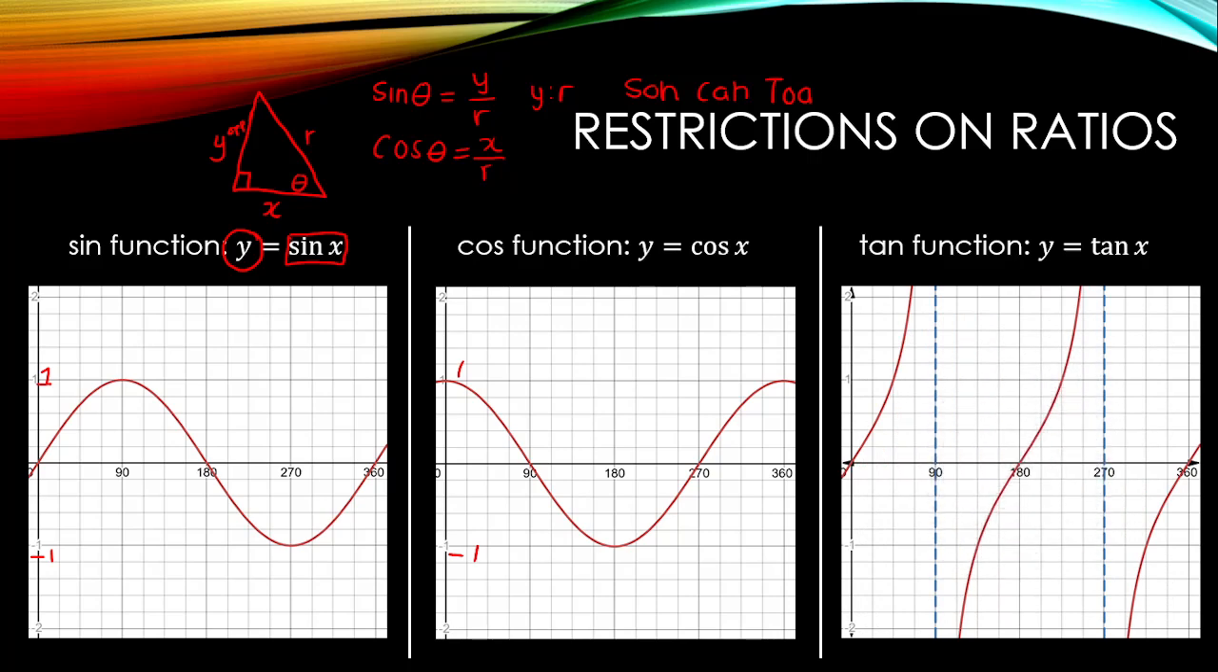And now we know tan. Tan has no restrictions on its graph. It just continues. It's a continuous graph, so the range on this graph is infinite. Infinite carries on forever, so there'll be no restrictions on a tan graph.